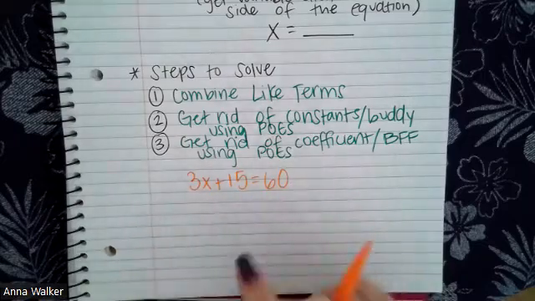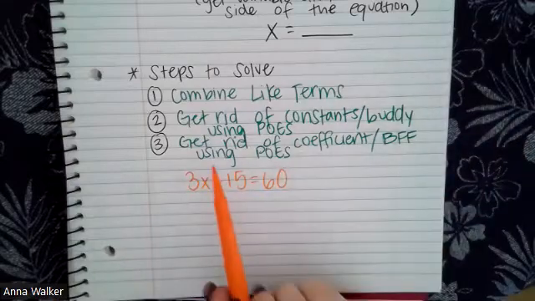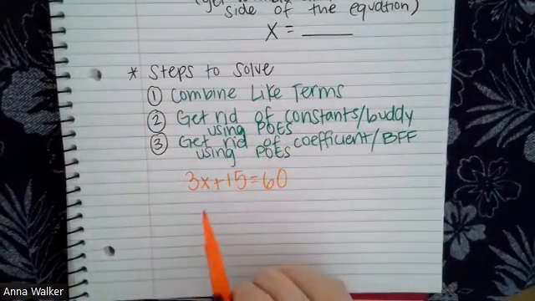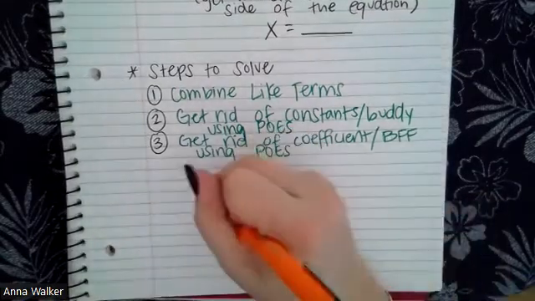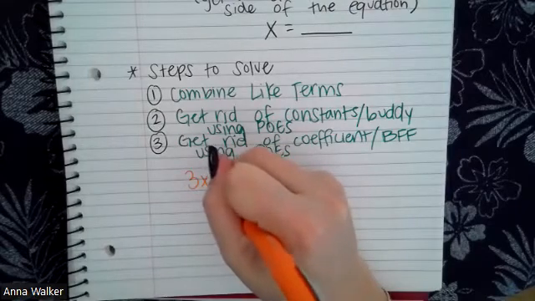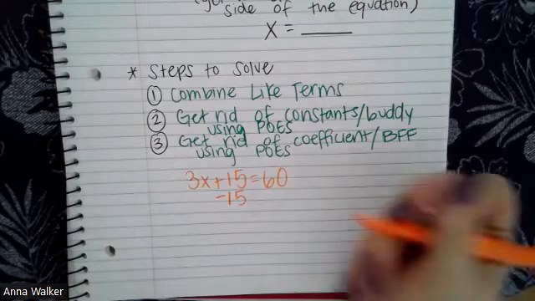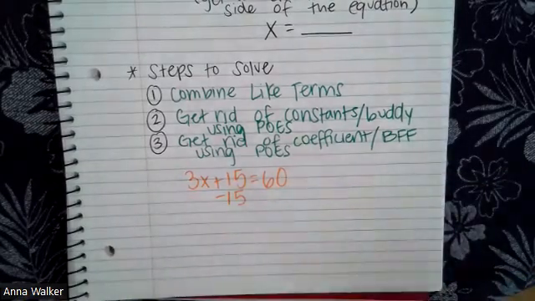There are no other things that I could combine, so that step is already complete. The next thing I'm going to do is get rid of the constant by using the inverse operation. In this problem, the constant is being added, so I'm going to use the inverse operation of subtracting in order to get rid of this constant of 15. So I have to subtract 15 on this side of the equation in order to get rid of it.